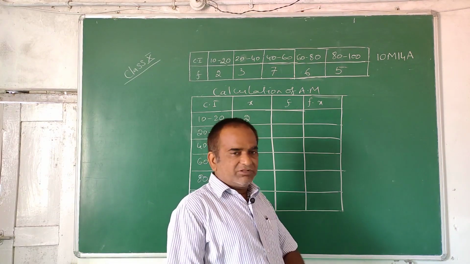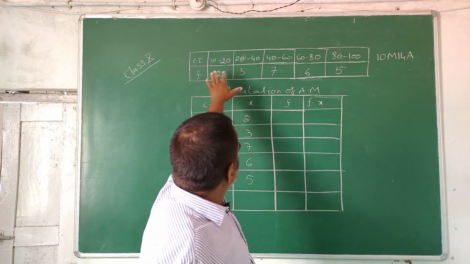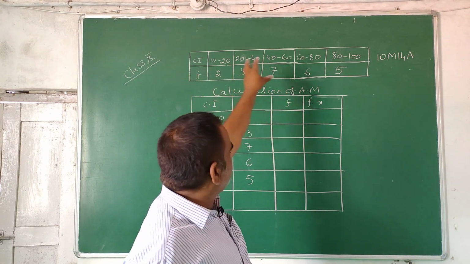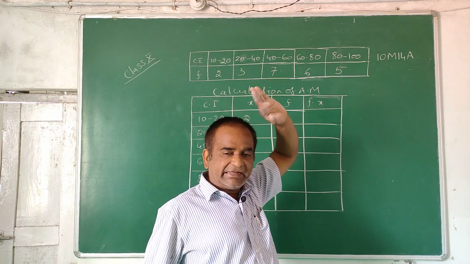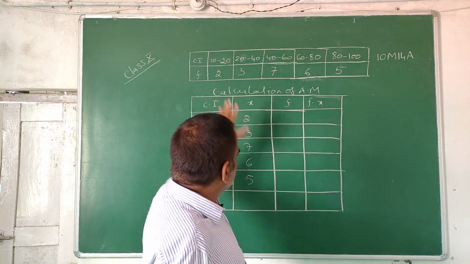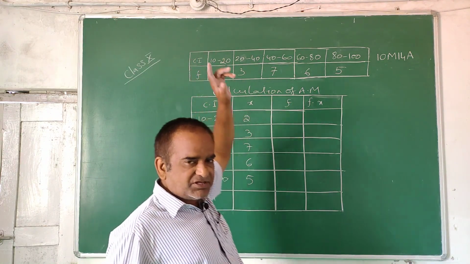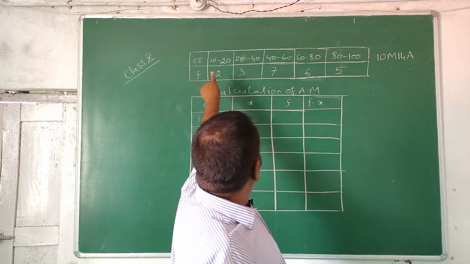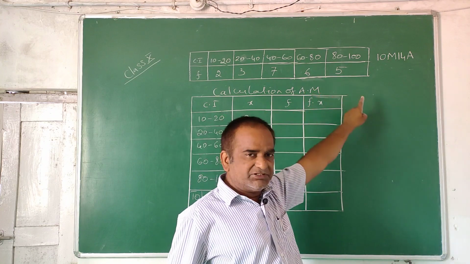Dear student, now this is a question. For this grouped frequency distribution we have to calculate the mean using the direct method. That is the question. I did not write the question, I am reading the question. Using the direct method, calculate the mean of this frequency distribution.